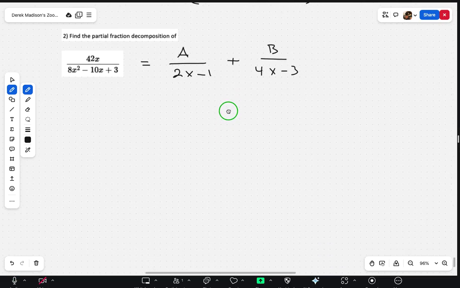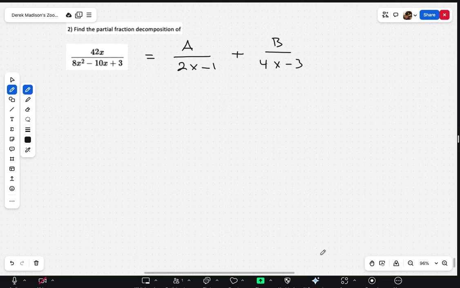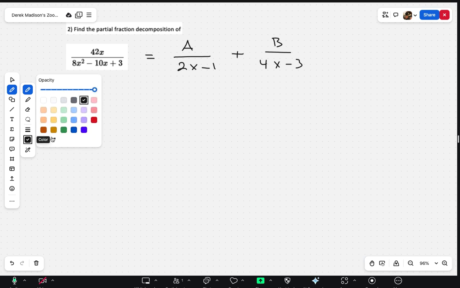Get that scooted up. And then from here, I'll multiply through by the LCD.